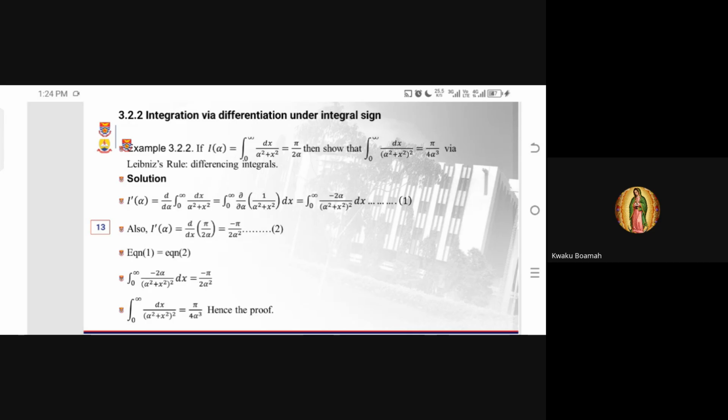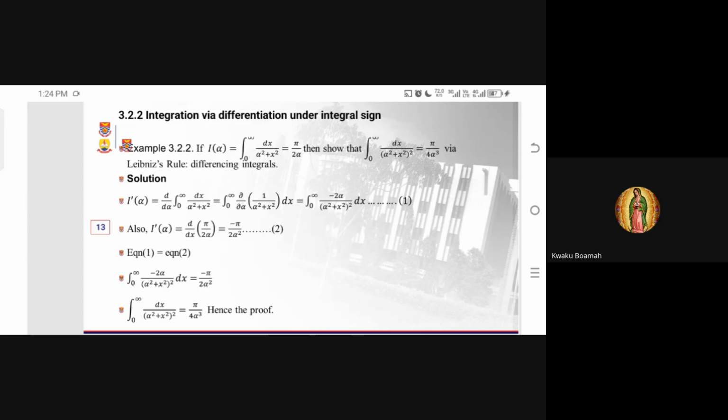Our function, if you look at the question, was 1 over alpha squared plus x squared. They've done that. And they are telling us that we should use what we have been given to show that integral of 0 to positive infinity dx all over open bracket alpha squared plus x squared all squared is equal to pi over 4 alpha cube, via Leibniz rule. So we want to show that what we have at the beginning would end up with what we have at the end using Leibniz rule.